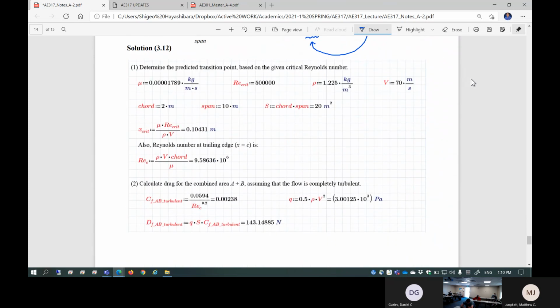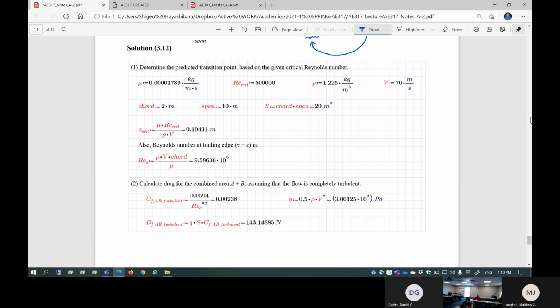Here we go. So this is a step-by-step, interesting process. First of all, you are going to determine the predicted transition point based on the given critical Reynolds number. The critical Reynolds number is given as 500,000 right here. This actually determines the Reynolds number at the trailing edge and also the critical location X crit. So you have a transition at 0.10431 meter. This is where the transition happens, and you're going to compute that.